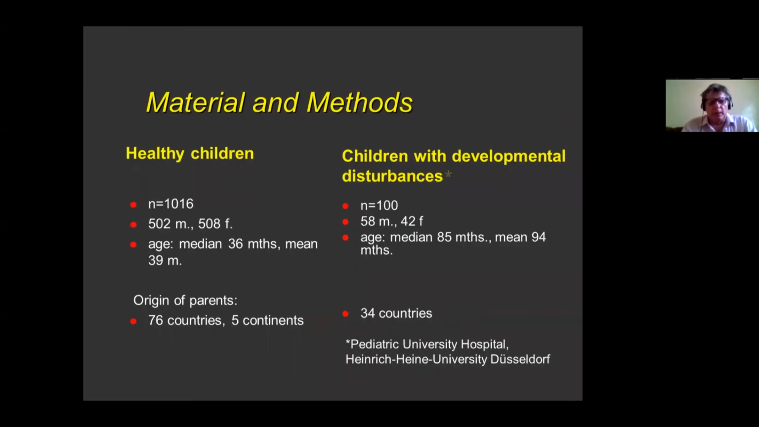So at the end, we had more than 1,000 parents of more than 1,000 children asked, and they came from 76 countries of 5 continents, and these results were also compared with results in children who have developmental disturbances, but this for today is not so important.